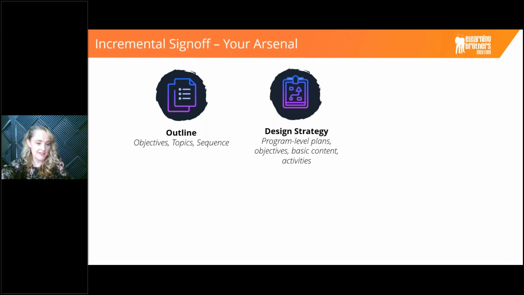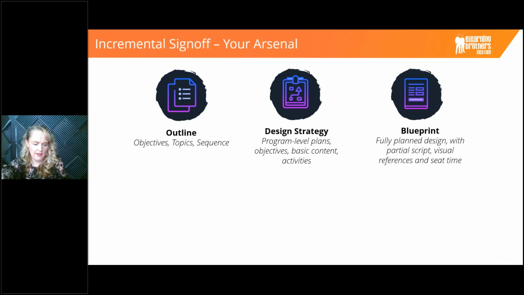The next option would be a design strategy, and that would be the program level plans, your objectives, your basic content, the types of activities that you might want to include. And we talked about design strategy in part 1 of this section. So if you're not really sure about what a design strategy might look like, or ways to start incorporating one, take a look at part 1 of the elements of instructional design periodic table, and we give some great information on that. Okay, we also talked about the blueprint in that section as well.